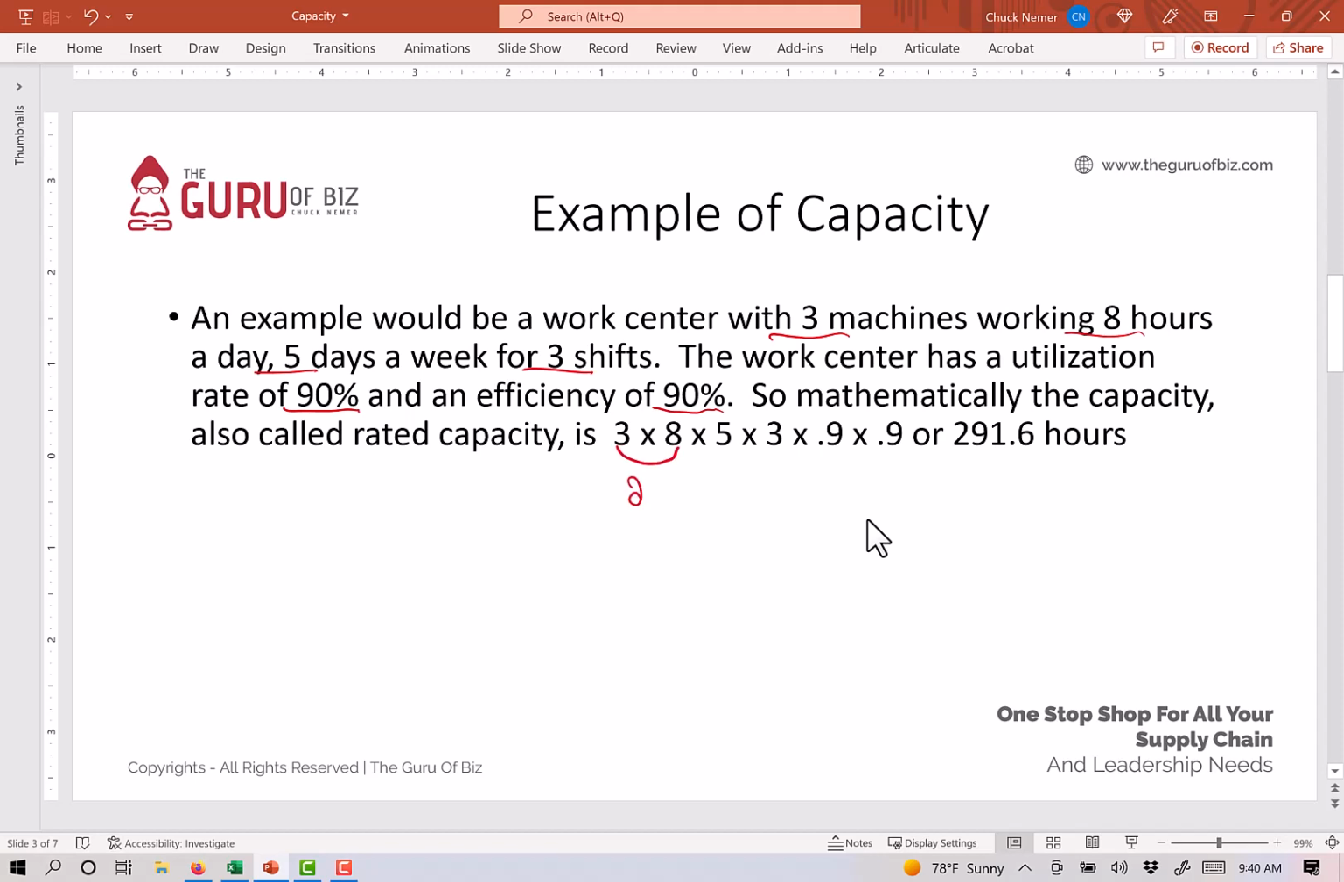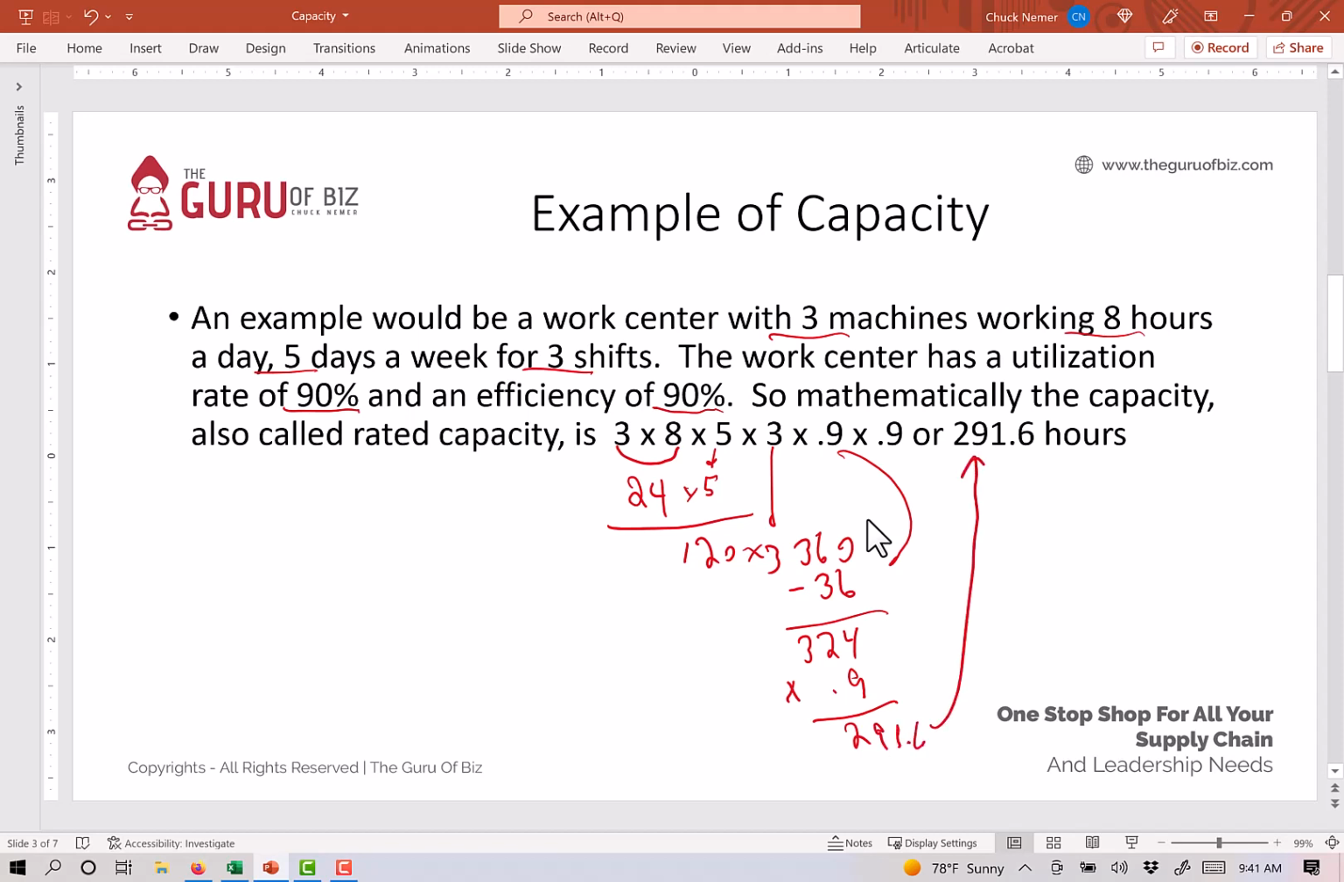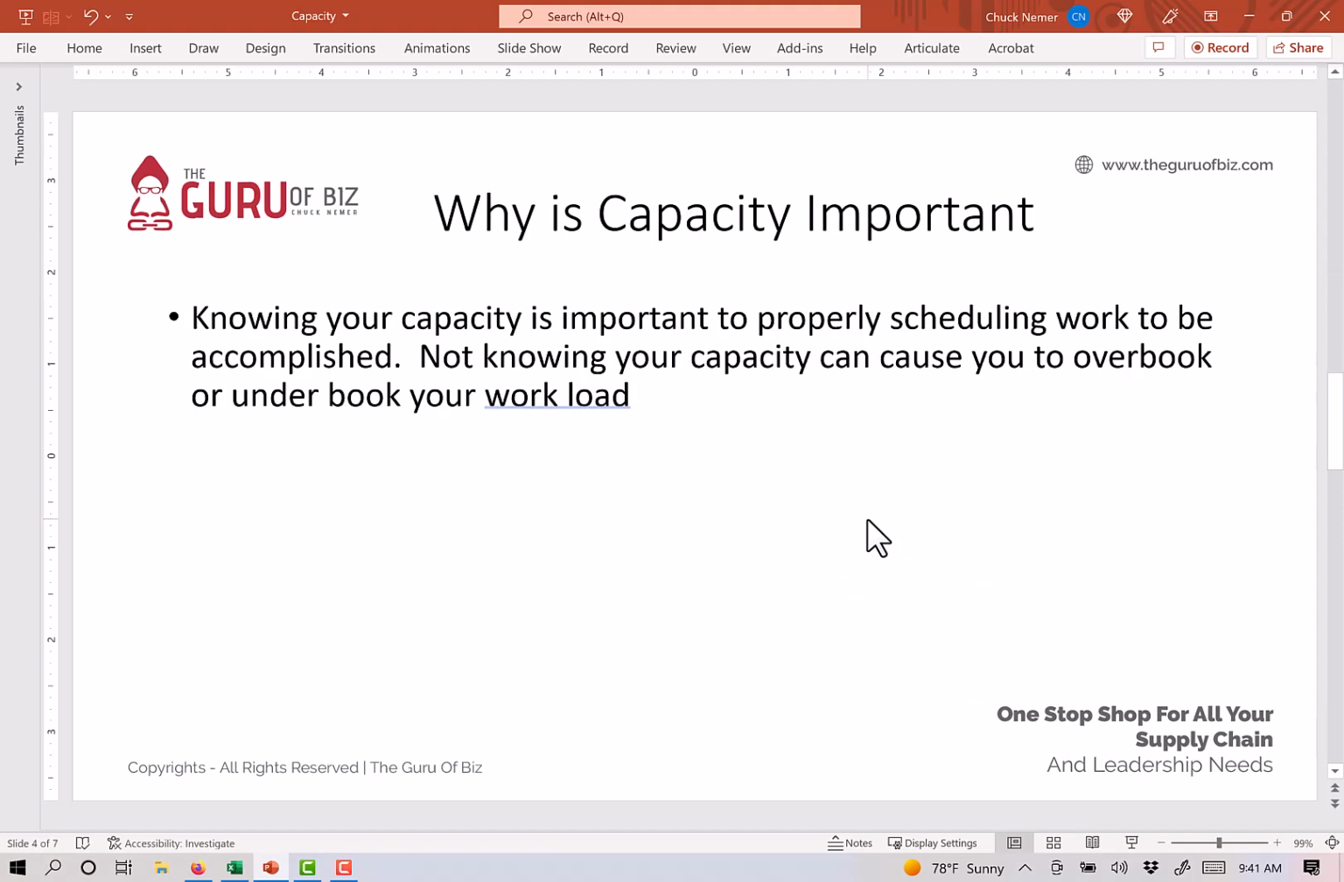3 machines, 8 hours a day is 24 hours a day, times 5 days a week, which is 120 hours, times 3 shifts is 360 hours. And we're only able to utilize 90% of those 360 hours, so we're going to lose 36 hours. So now we're down to 324, and of the 324 that's available, we are 90% efficient. Therefore, our rated capacity, the number we work with, is 291.6 hours.